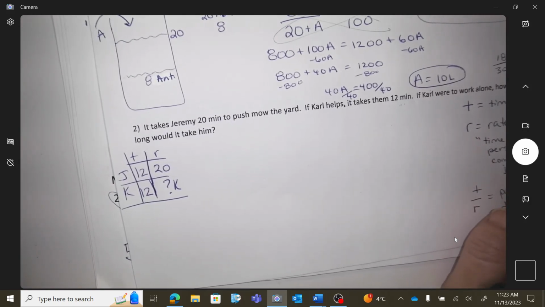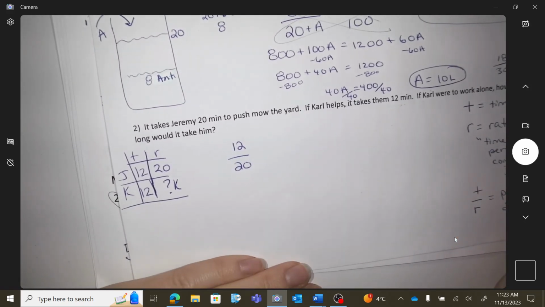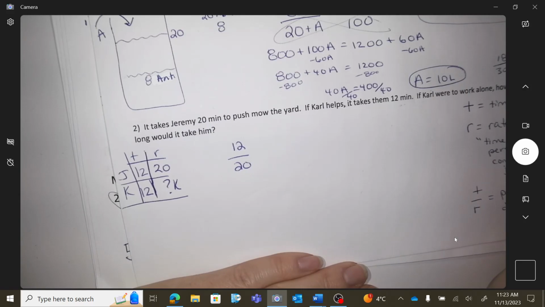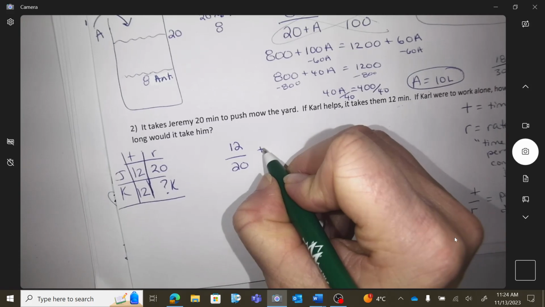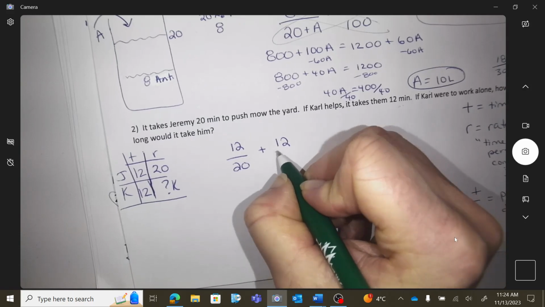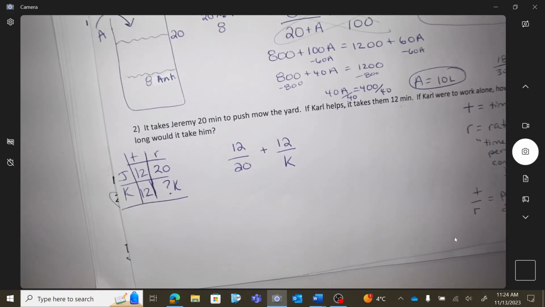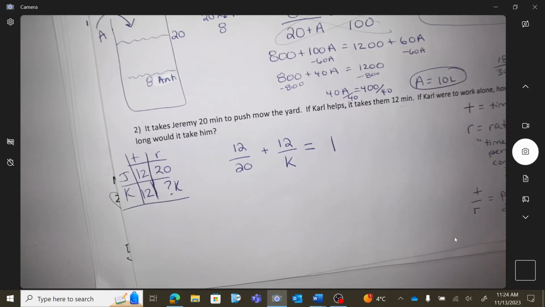Okay, so now, how much of the job did Jeremy do? Jeremy did 12/20ths of the job. That's the portion that he did. Plus, what's the portion of Carl? 12/8ths of the job. And if I add together this person's portion plus this person's portion, it would total the entire job got done. The whole job.